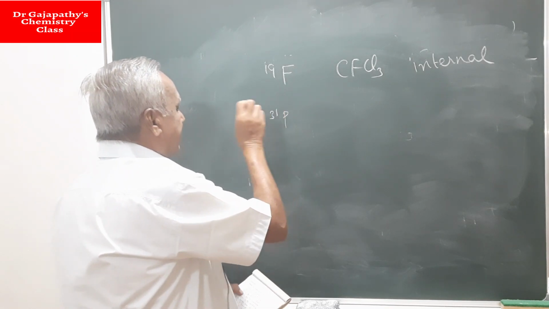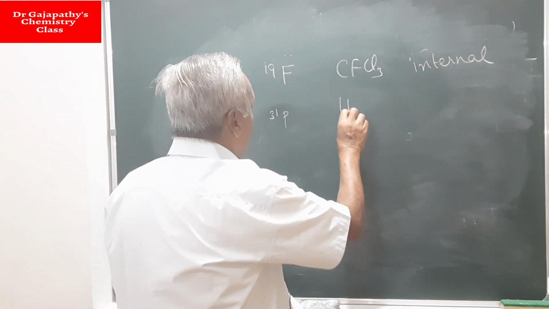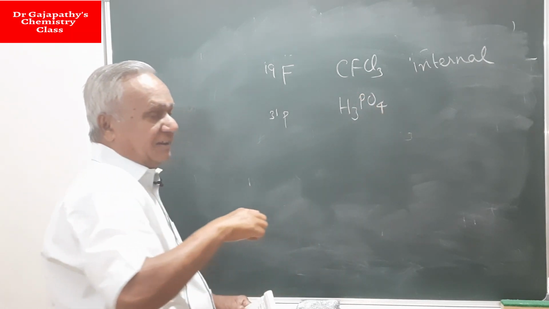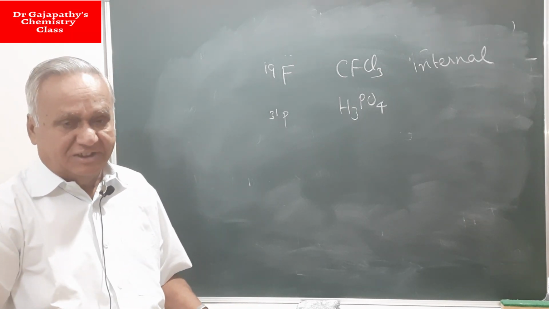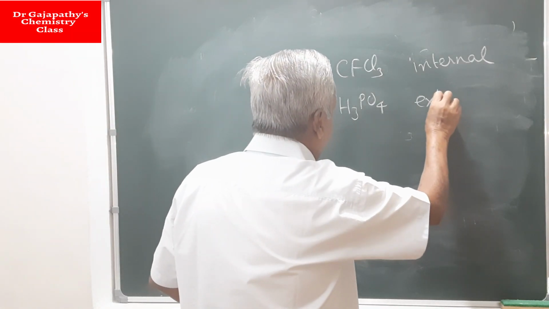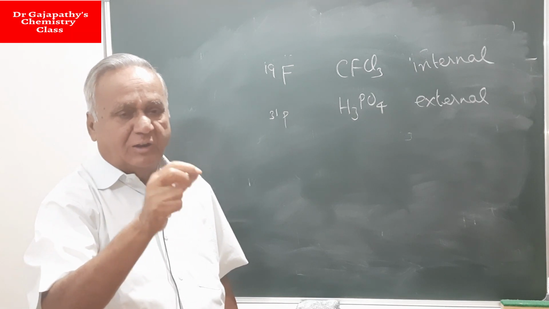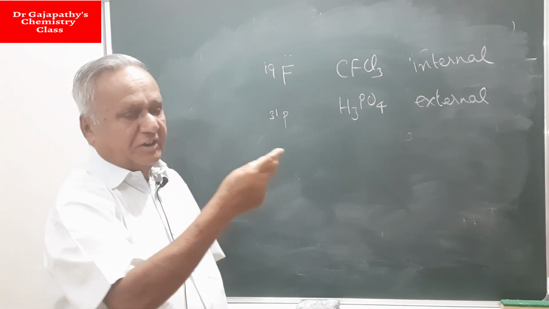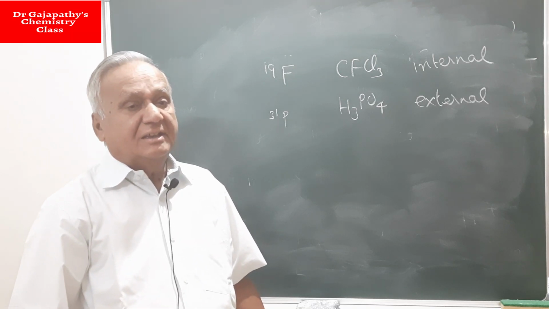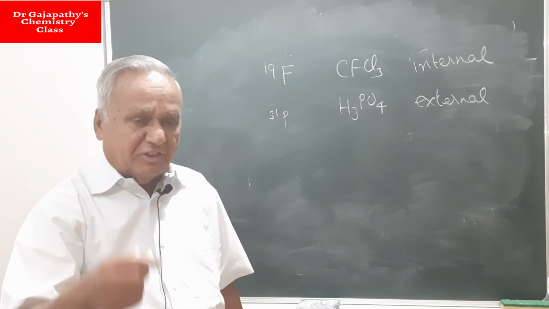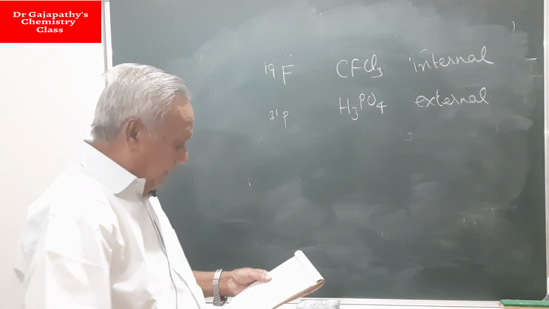P31 also has a spin of half, so you can record phosphorus NMR. And for phosphorus NMR, H3PO4, phosphoric acid, is the reference material. But the problem is you cannot add this to the sample, it is an acid, so some reaction may set in. So we use it as an external standard. Your sample tube should be a double-walled vessel. In the outer wall you add phosphoric acid, and inside you add your sample and record the spectrum. These are the standard reference materials. So with respect to the reference material, where does your proton or C13 absorb is the question.